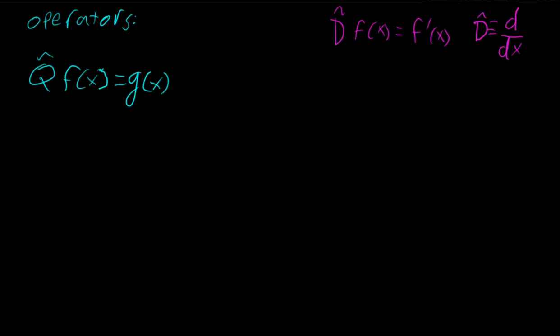So for example, if I take some function like x squared, right? I take the derivative, d hat on x squared is going to give us 2x, right? So here's one function of x, here's another function of x, here's another function, right? So that's sort of how an operator works.